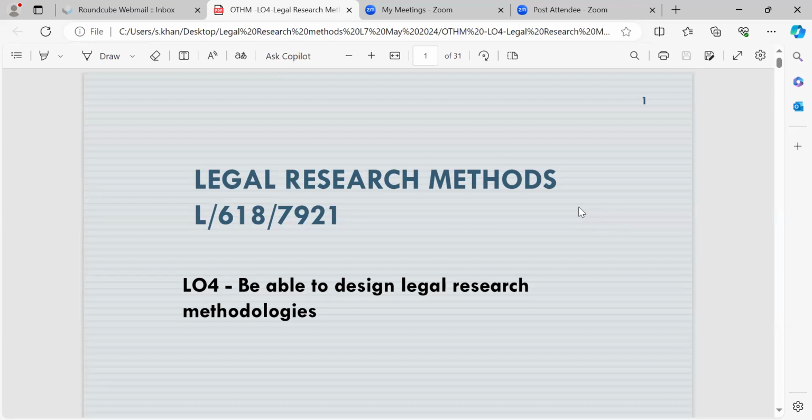Now the learning outcome that we're doing today is Learning Outcome 4, and that's looking at legal research methods. Learning Outcome 4, which we're looking at now, is to be able to design legal research methodologies.